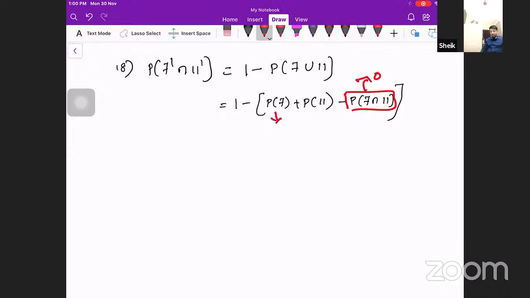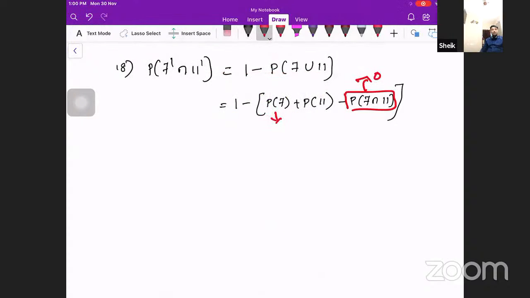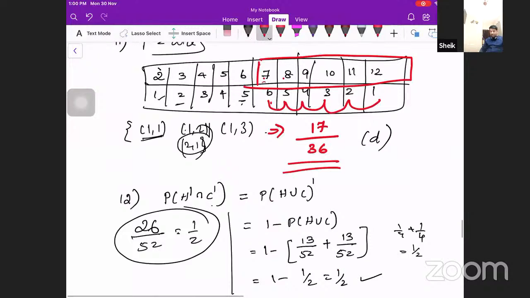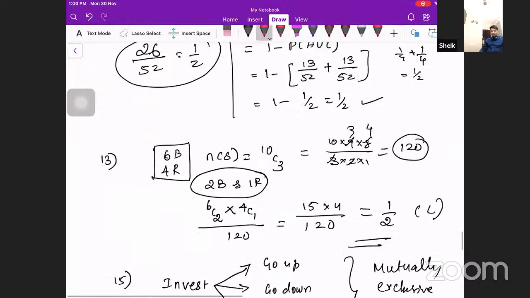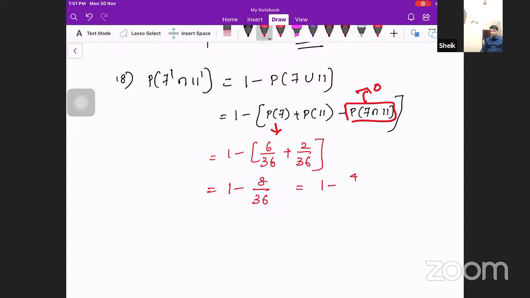Now, I'll be finding the probability of 7. Sum is 7. I think I have given the table. From the table also you can get it. The number of ways of getting 7 is 6. So our probability is 1 minus 6 by 36 plus the probability of 11, only 5, 6 and 6, 5, so 2 by 36, which is nothing but 1 minus 8 by 36.